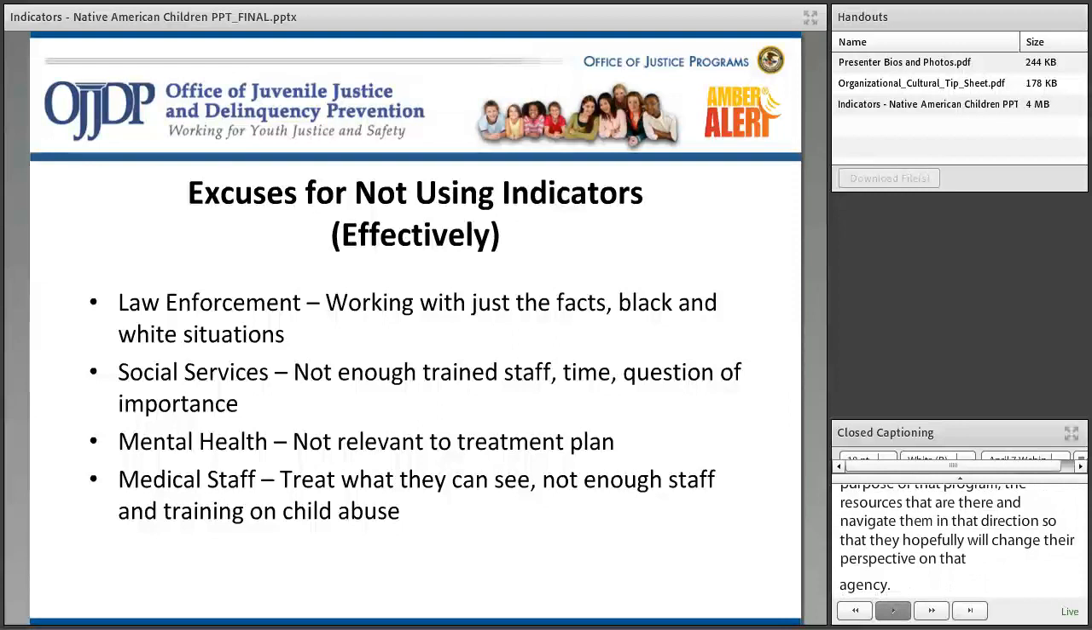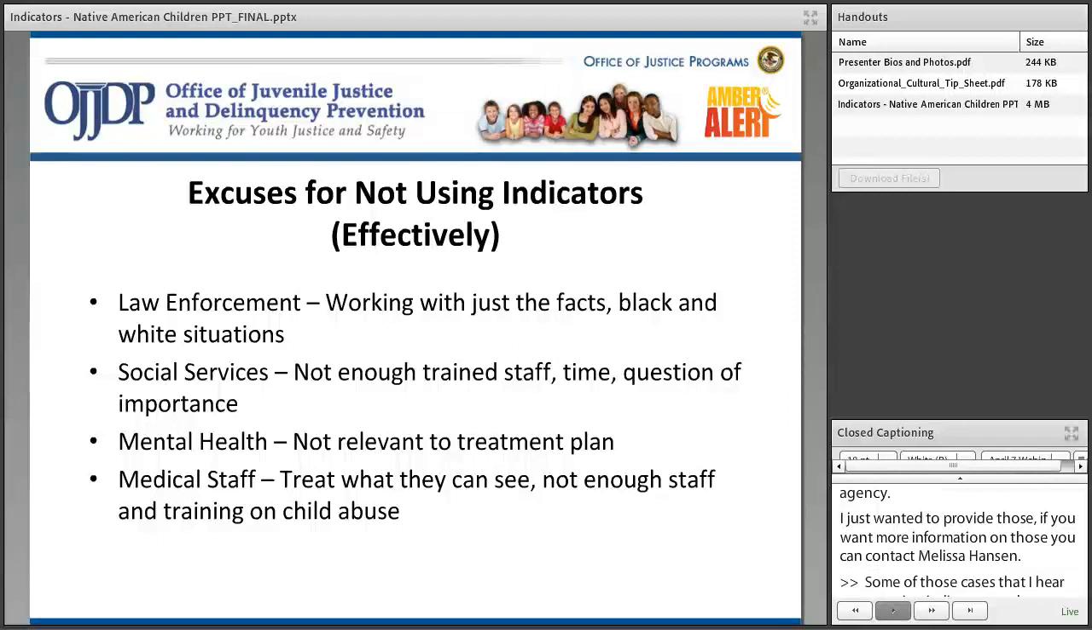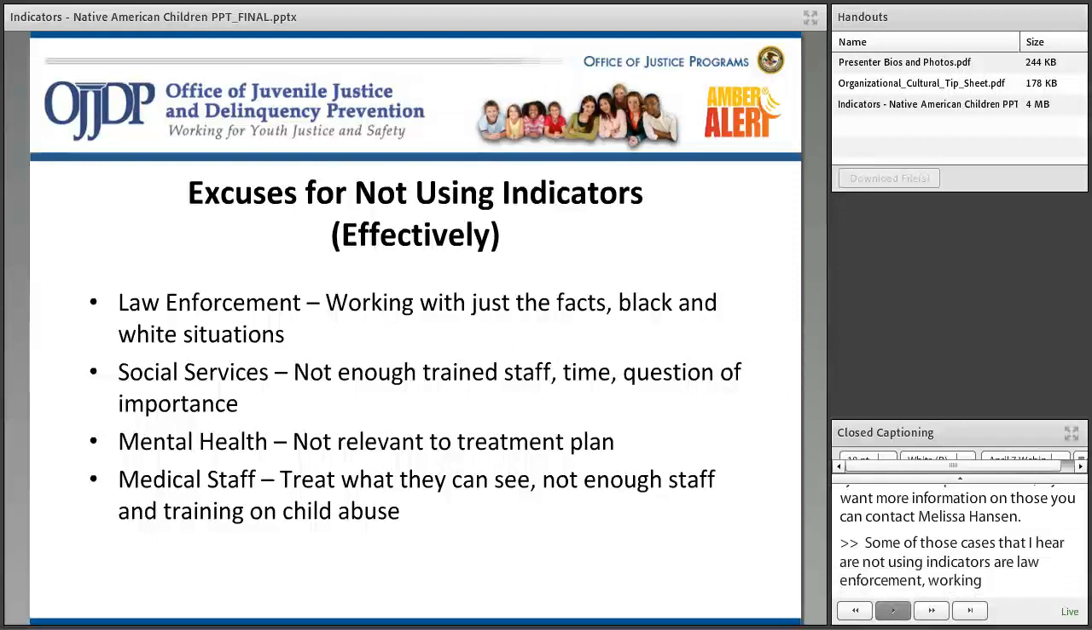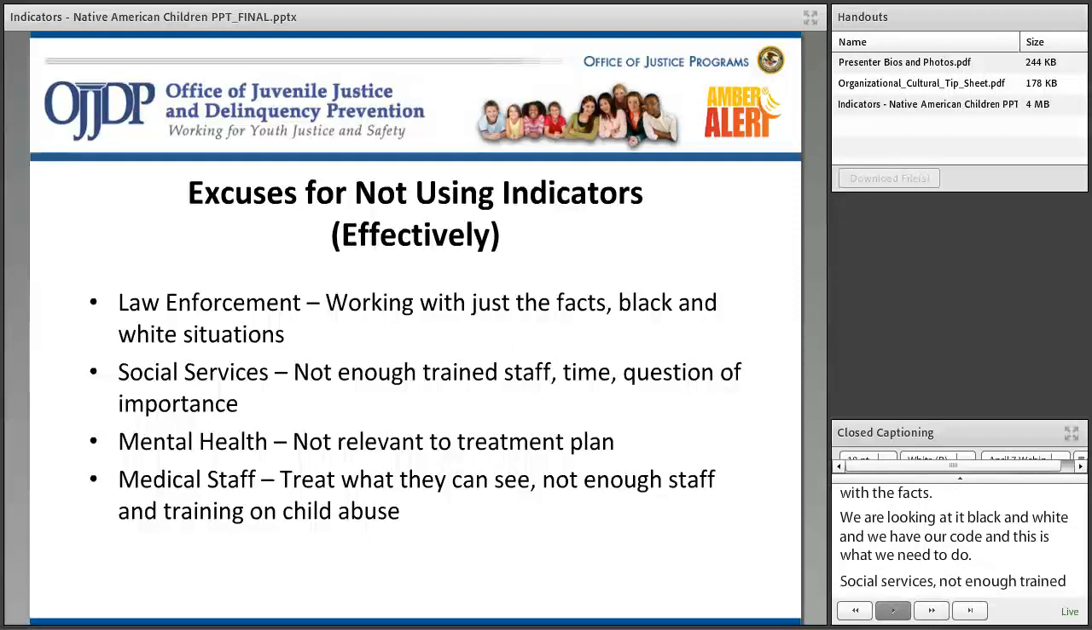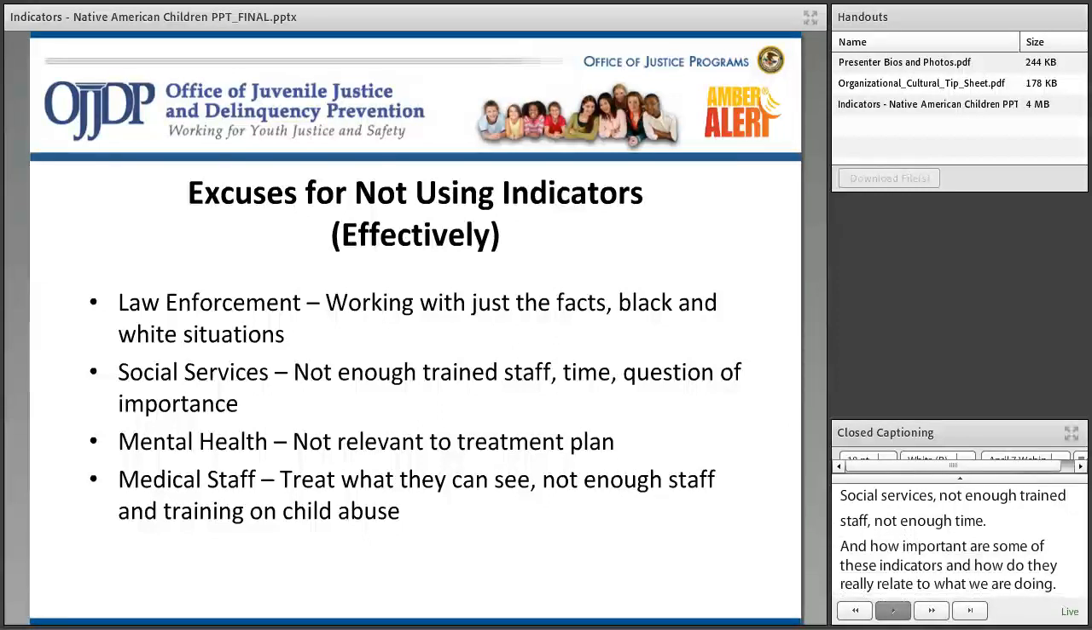So some of the excuses that I hear for not using indicators are law enforcement is just working with the facts. You know, we're looking at it black and white. We have our codes. This is what we need to do. Social services, basically not enough trained staff. There's not enough time. And how important are some of these indicators, and how do they really relate to what we're doing? Mental health providers' responses have been, well, it's not relevant to the treatment plan. That's way too much information than what we need to know.